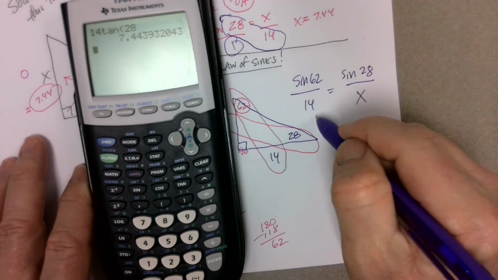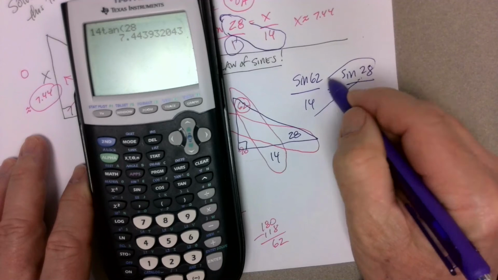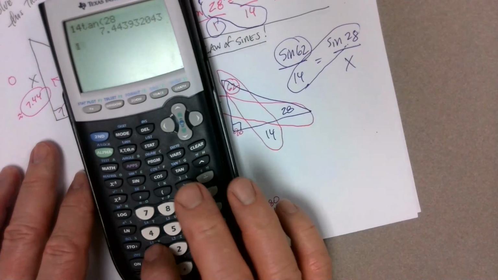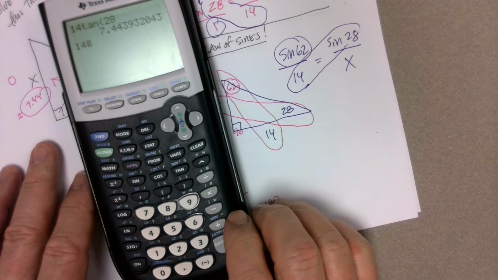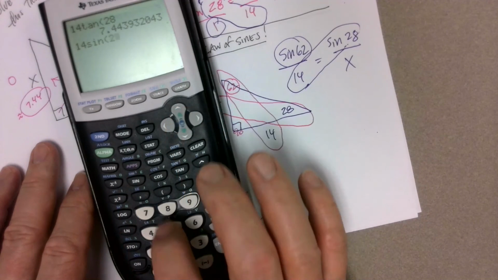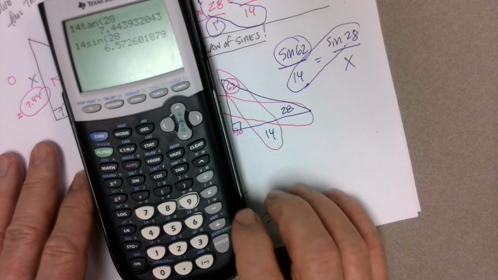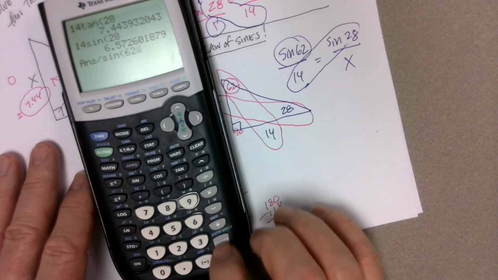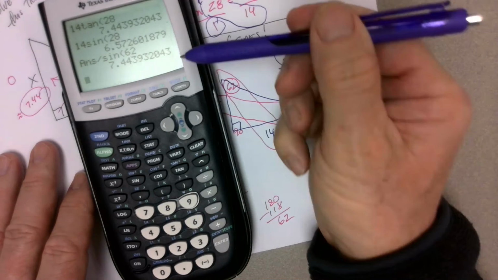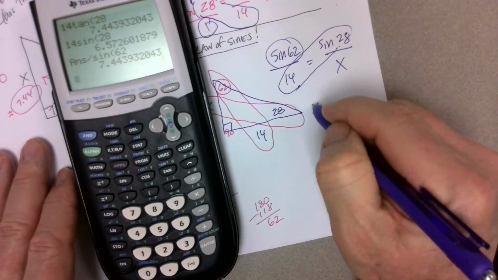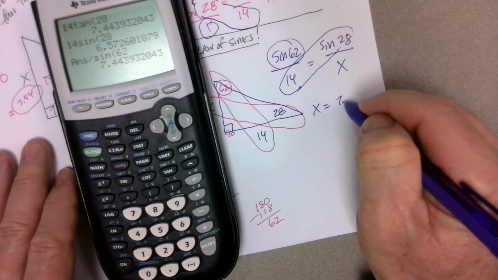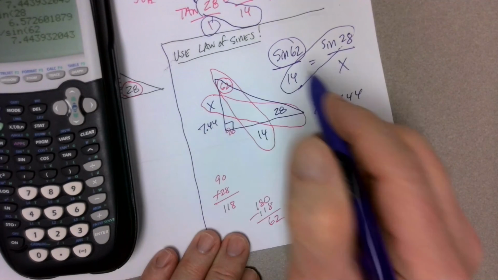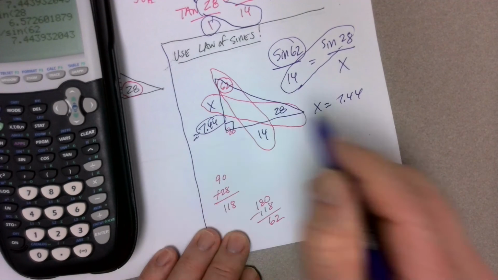So how would I solve it? It's the proportions. So multiply the bat, divide the ball. I know it looks weird, but that's why I'm trying to show you how to do this. 14 sine 28, enter that, and then divide by sine of 62. Sine 62, enter. And looky there. It's the exact same answer. X is about 7.44. We found the same side, but we found it two completely different ways. We got the exact same answer.